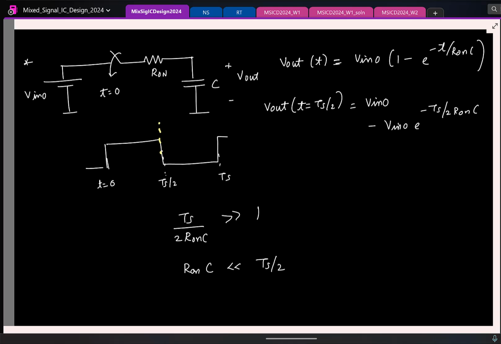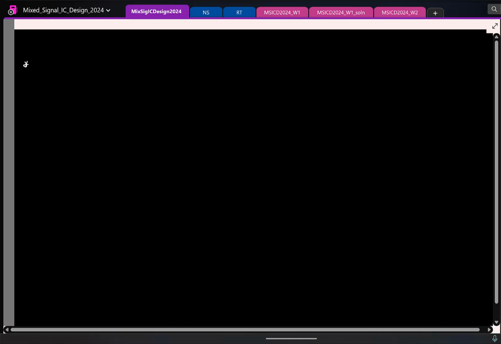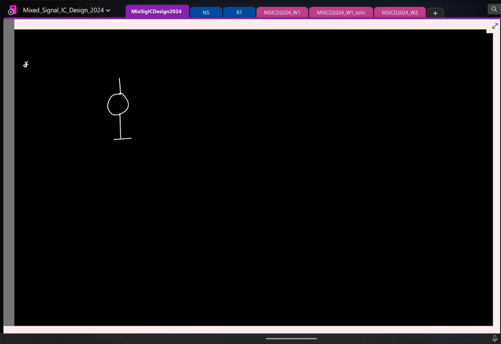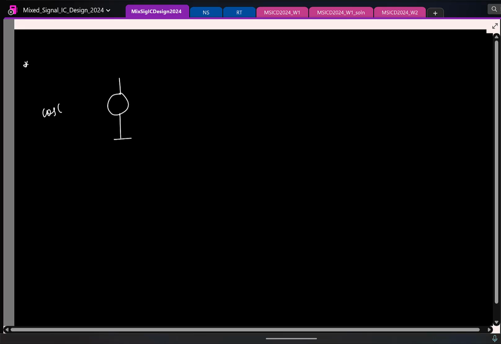Now let's look at what happens when the signal is time varying. So I'll take a sinusoidal signal, because any signal you can think of as sinusoids. This is, let us say, some cos of omega naught t. Again the same thing: I have R, C, capacitor is uncharged. I am closing at t equal to 0. So what will be the output here?